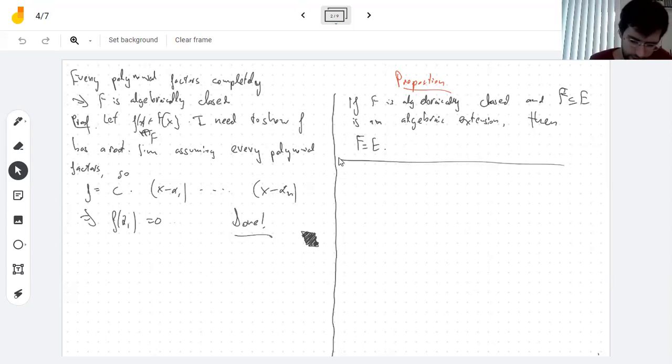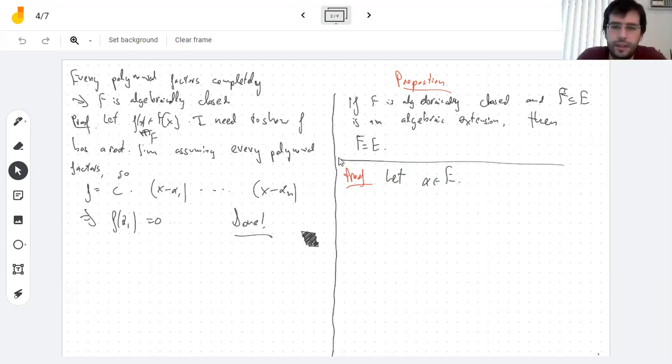I guess I haven't said what the opposite of algebraic is. Maybe it's not transcendental, but what I mean is that absolutely every element in the extension that's not in F is going to be a transcendental element. So how do we prove this?